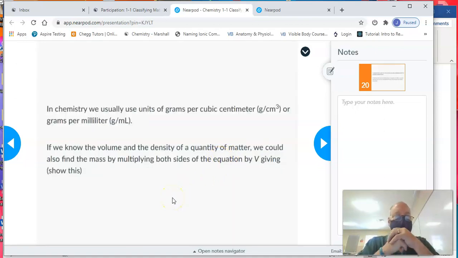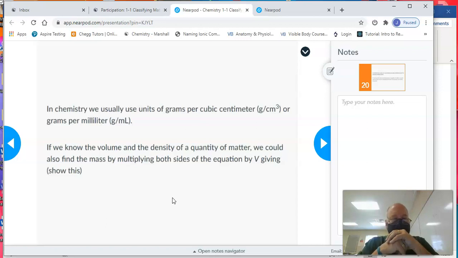So in chemistry, we usually use units of grams per cubic centimeter, or grams per milliliter. And that's the same thing, right? Cubic centimeters and milliliters are the same volume. So however many grams I have per cubic centimeter or per milliliter, and remember that's just that little cube, that 1 centimeter wide cube, however many grams I have, that's the density.